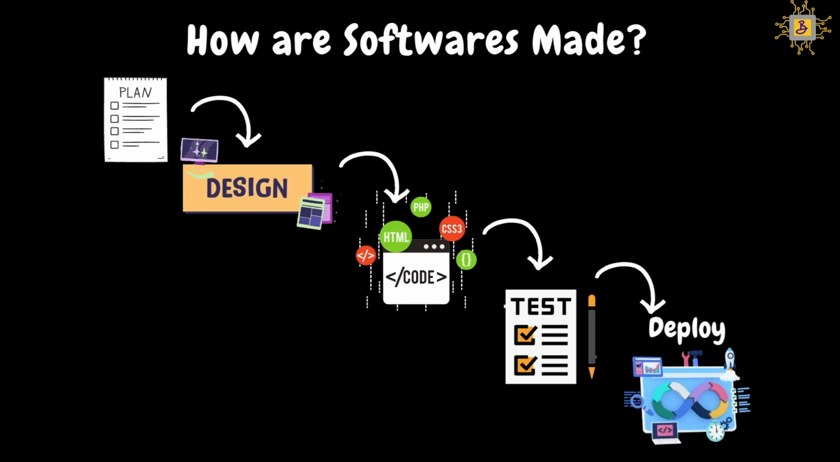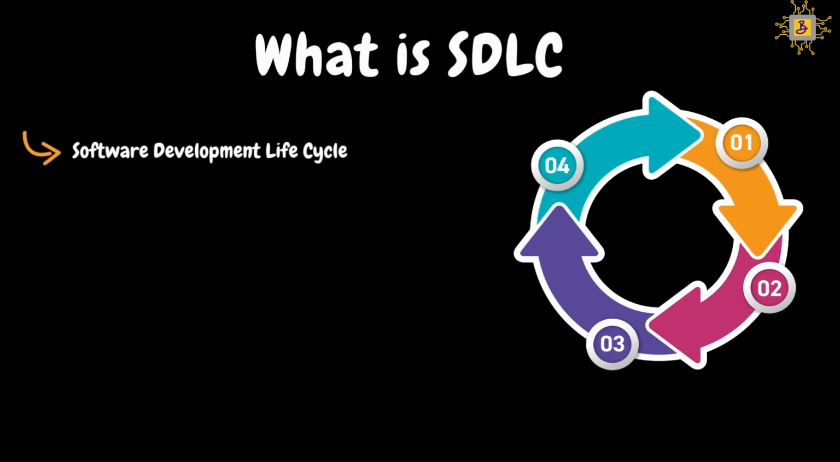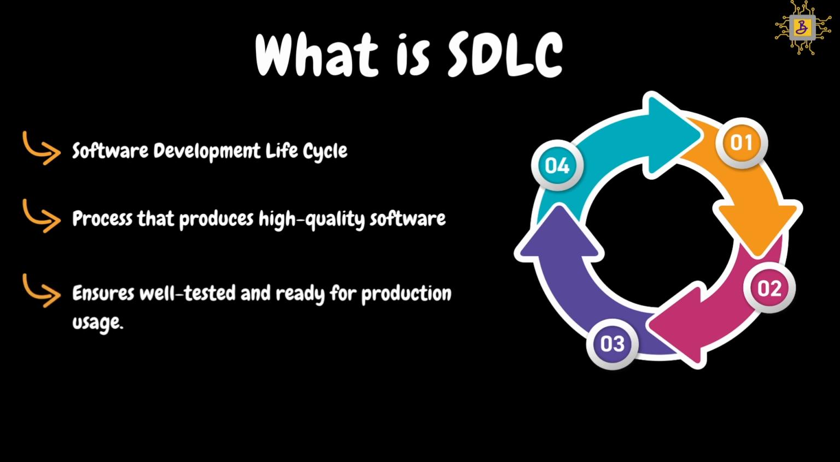I hope you understood these examples. Now let's look at what SDLC is. Here SDLC stands for Software Development Lifecycle. Basically, it is a process that produces the software with the highest quality and lowest cost in the shortest time possible. It also provides a well-structured flow of phases that help an organization quickly produce high-quality software which is well tested and ready for production use.